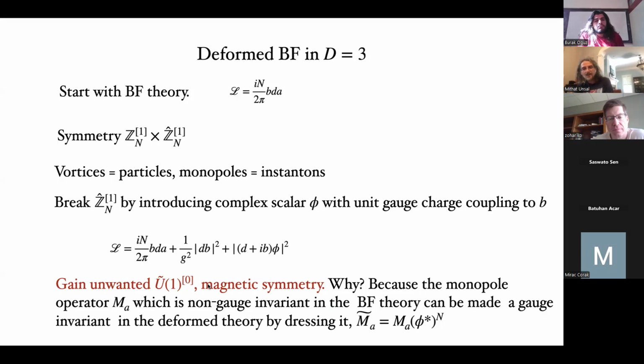The reason for this is the following. Okay, if you had a monopole in the original BF theory, you can show that the BF action is not gauge invariant. If you have a monopole here, then it's not gauge invariant. But now, if you have a monopole in this theory with this extra scalar, you can actually dress the monopole with this scalar and with the junction of n of these things, and these objects, m tilde, are perfectly gauge invariant. Okay.